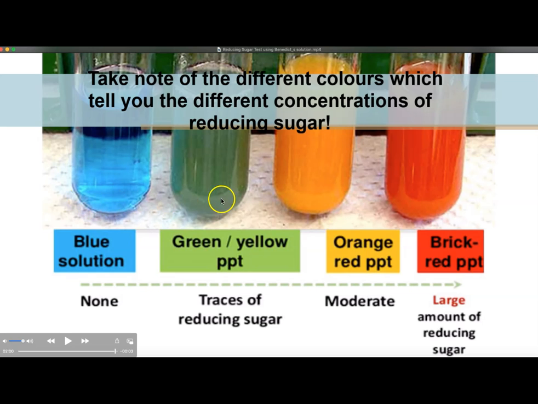But if the blue solution changes to green or changes to orange or changes to brick red, it basically tells you that the reducing sugar is present. And why are they different colors? Because they're getting more and more concentrated. That means the reducing sugar is becoming more and more. If it's green, that means traces. Traces means only a very little bit of reducing sugar. Orange means it is moderate, higher than a little bit of reducing sugar. If it's brick red, it means that there is a lot of reducing sugar present. Okay?